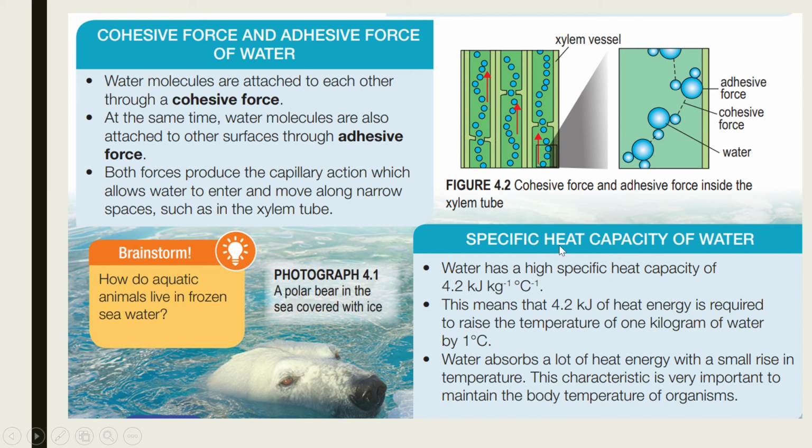Next is the specific heat capacity of water. Water itself has a high specific heat capacity of 4.2 kilojoule per kg per degree Celsius, which means 4.2 kilojoule of heat energy is required to raise the temperature of 1 kilogram of water by 1 degree Celsius. This means water absorbs a lot of heat energy with a small rise in temperature, and it's very important to maintain the body temperature of organisms. That's why our body temperature does not fluctuate and it is maintained at the optimum temperature.